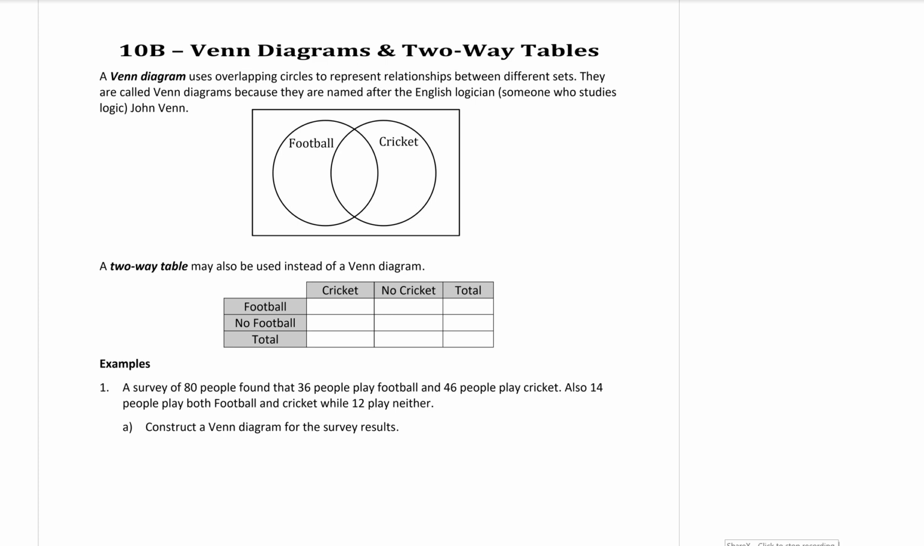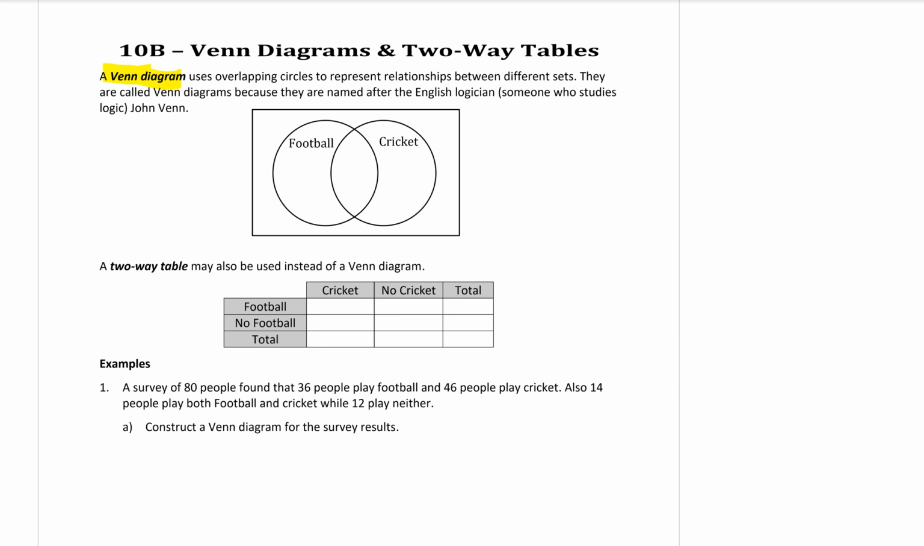Hello Year 9. Today we're going to continue our work on probability and we're going to learn about Venn diagrams and two-way tables. Venn diagrams use overlapping circles to represent relationships between different sets. They're called Venn diagrams because they're named after the English logician. The logician is someone who studies logic, a man called John Venn.